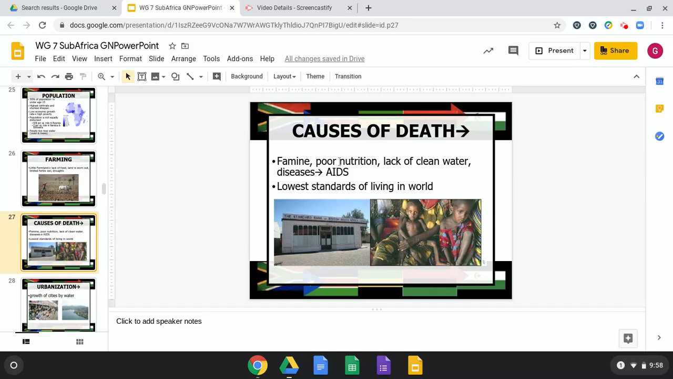Some of the major causes of death. Obviously, we talked about poverty, which brings with it a whole plethora of other things, such as poor nutrition, people dying of malnutrition, and so on and so forth. Famine, from not being able to grow enough food. Lack of clean water is another big issue. Diseases such as AIDS, tuberculosis, and so on and so forth. Lowest standard of living in the world.